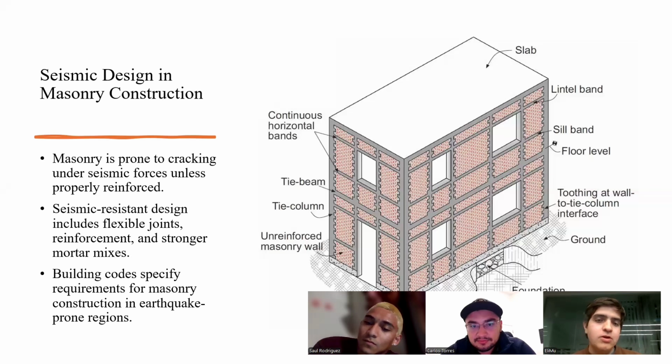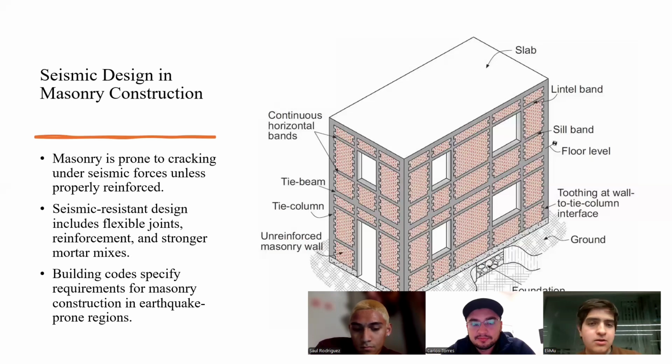And another one is the anchoring system. This one is properly anchoring walls to the foundation and roofs to prevent structural separation. In this one, the metal ties and connectors help to distribute the loads more evenly and reduce the risk of collapse of the building.